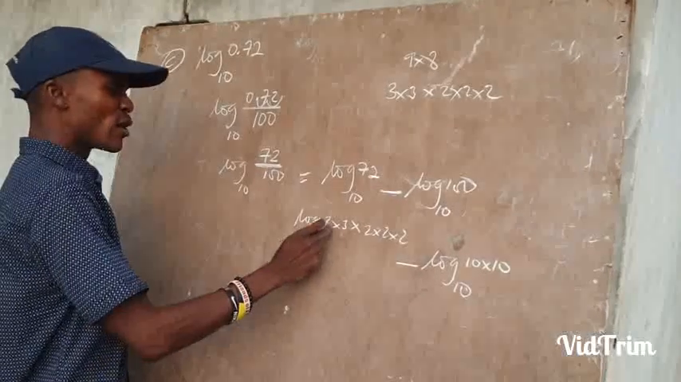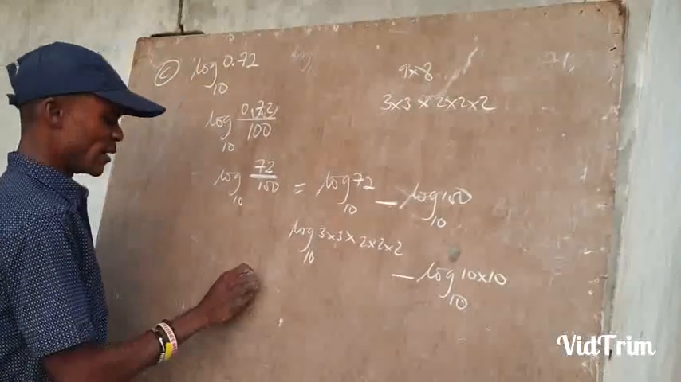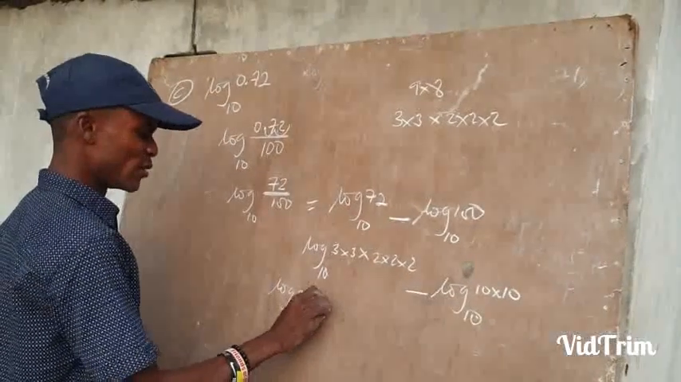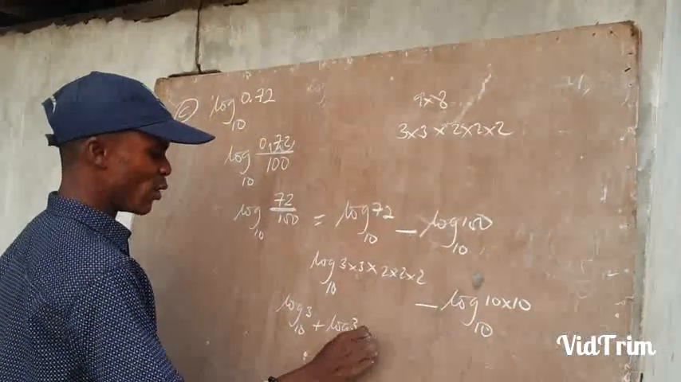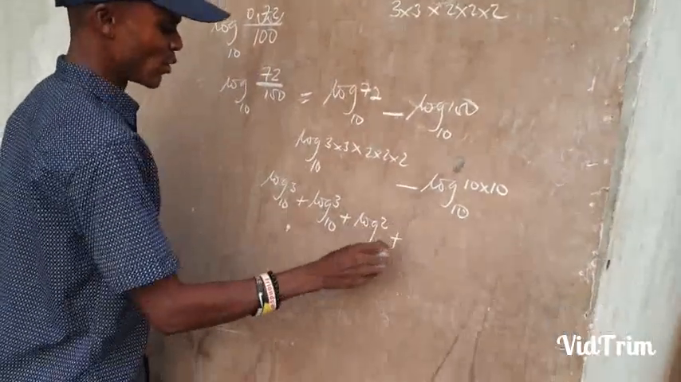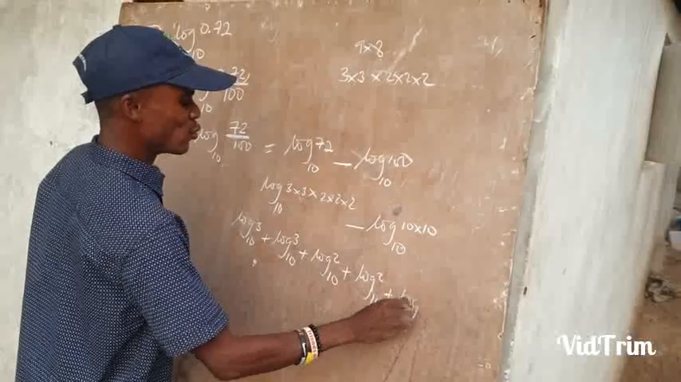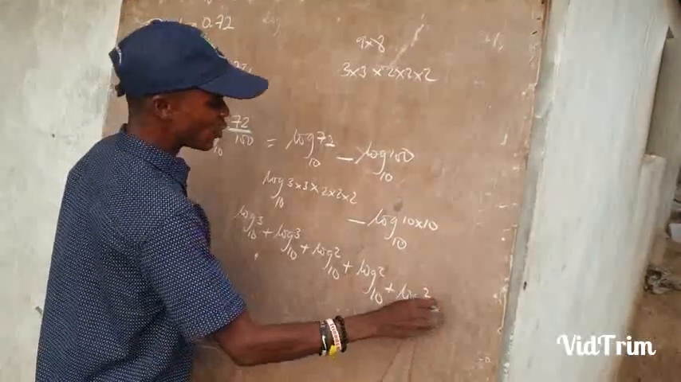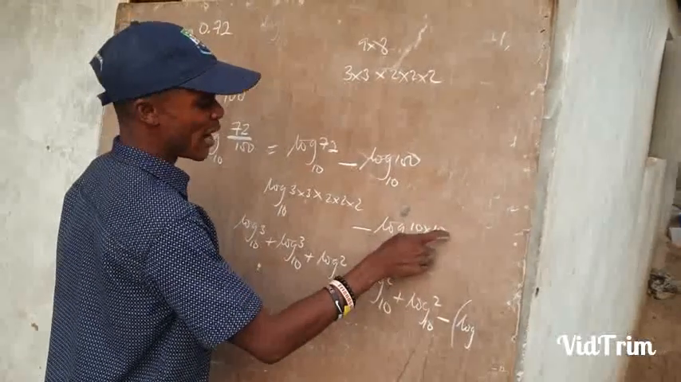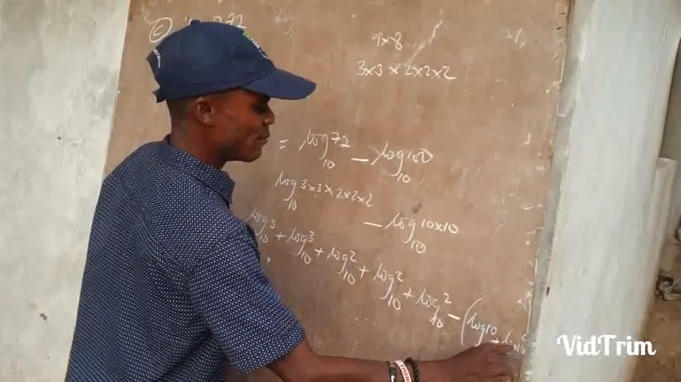We proceed. Because of multiplication, we are going to add all the log values here. We add all of them because of the multiplication. That is log of 3 base 10 plus log of 3 base 10 plus log of 2 base 10 plus log of 2 base 10 plus log of 2 base 10 minus, because we have two terms here, we open a bracket. We have log of 10 base 10 plus log of 10 base 10.